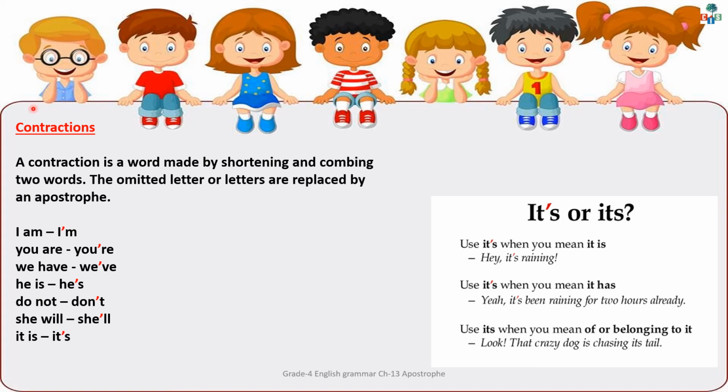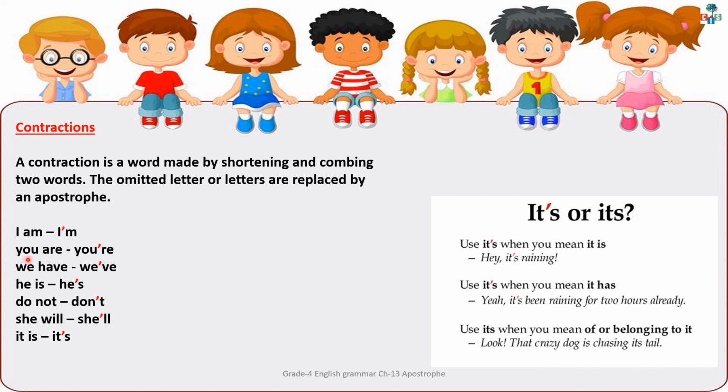Okay children, now let's see the use of apostrophe mark with contractions. What is a contraction? A contraction is a word made by shortening and combining two words. The omitted letter or letters are replaced by an apostrophe mark. For example, children, I am. Here the two words are shortened by combining together with the help of an apostrophe mark. So I am will be I'm. The letter A is replaced by an apostrophe mark and we have shortened these words.